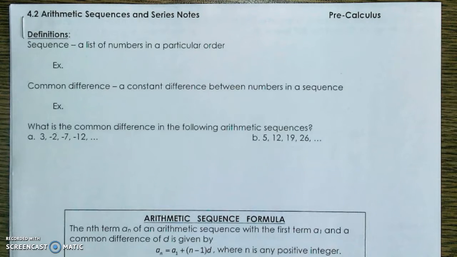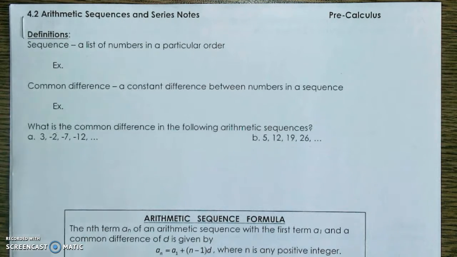In 4.1, we started talking about sequences and series, but they were just all kinds of sequences and series, very random. In 4.2, we're talking about a specific kind. We're talking about an arithmetic sequence and series. So let's kind of review.